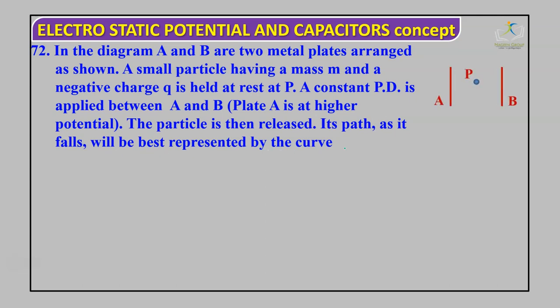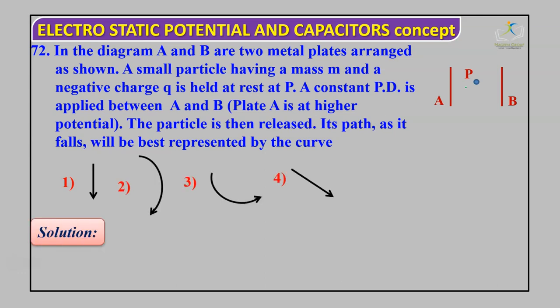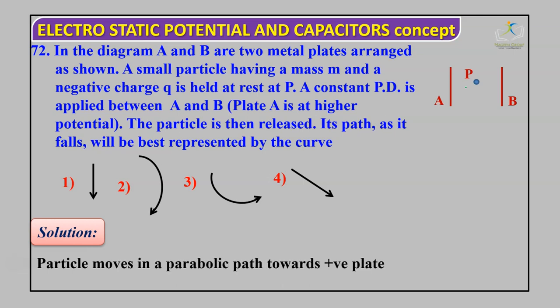So this is the diagram. This point P is initially at rest, and A and B have the applied potential difference. These are the options. Solution we have: the particle moves in a parabolic path towards the positive plate. Hence, the correct option is option 2.